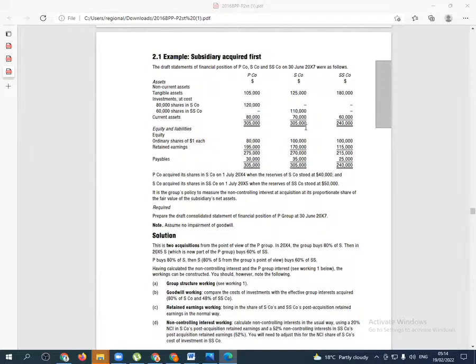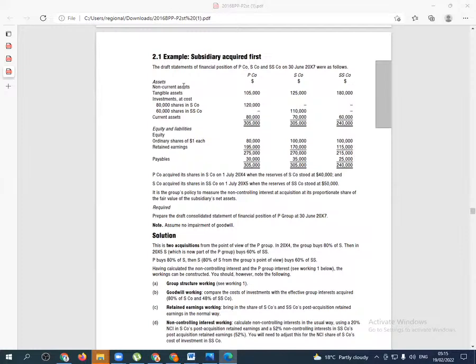Complex group structures. We are told the draft statements of financial position of P company and S company on 30th June 2017 were as follows. So you have the parent company, we have a subsidiary company, and then we have a sub-subsidiary company. We shall be able to see for sure that they are subsidiaries and sub-subsidiaries after you draw the group structure.